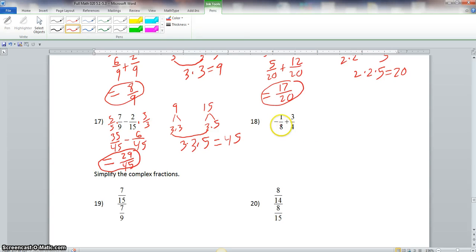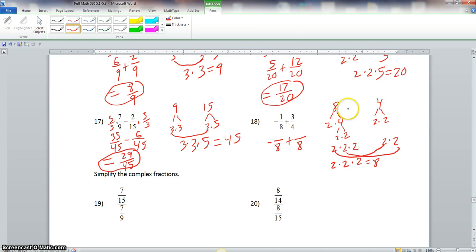Now we come here. This is a negative and a positive, so we know we subtract. We take the prime factorization of 8, which is 2 times 4, and then 2 and 2. Take the prime factorization of 4, which is 2 times 2. So we have three 2's for the 8 and two 2's for the 4. Now we have two sets of 2's that match up, so we'll write those once. So we have 2 times 2, and we add the extra 2, which is 8. So our common denominator here is 8.